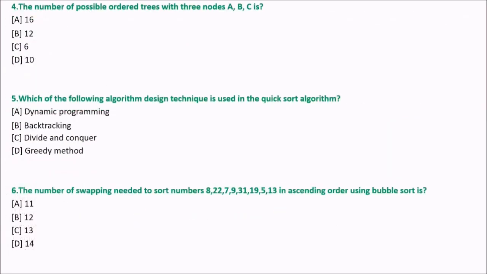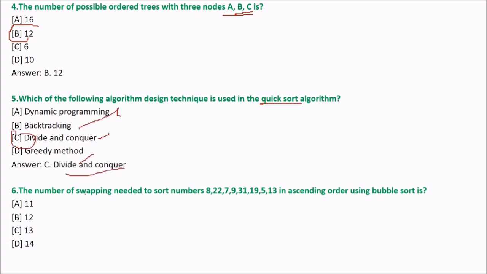The number of possible ordered trees with 3 nodes ABC is, so what can be the answer? The answer is 12. Next is, which of the following? I hope that you are going to solve it. Which of the following algorithm design techniques is used in quick sort? Is it divide and conquer or any other? The answer is divide and conquer.